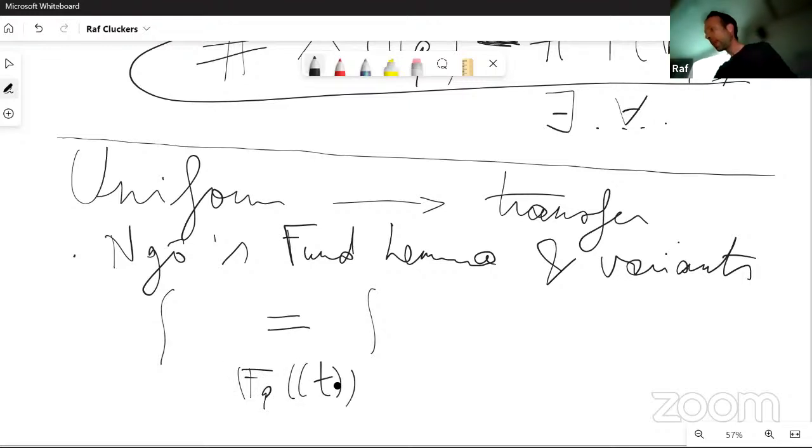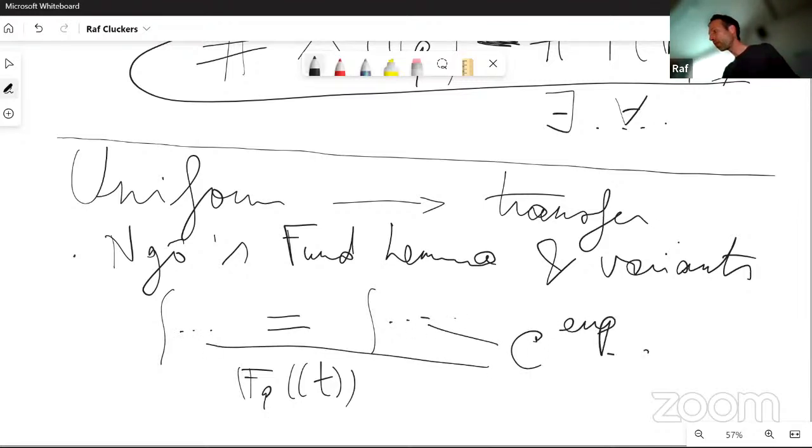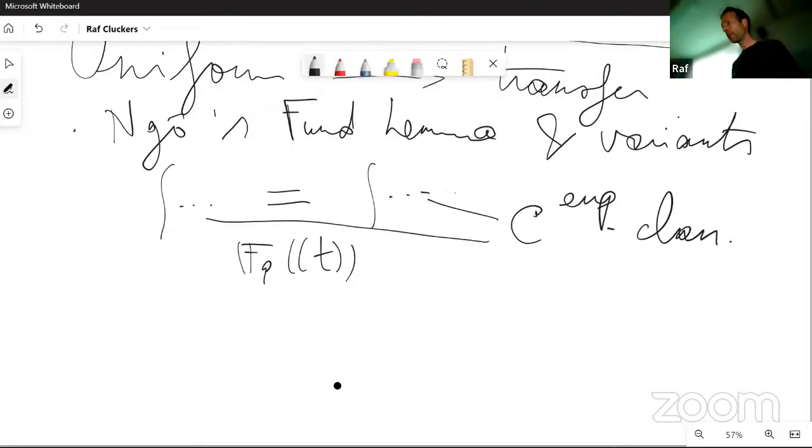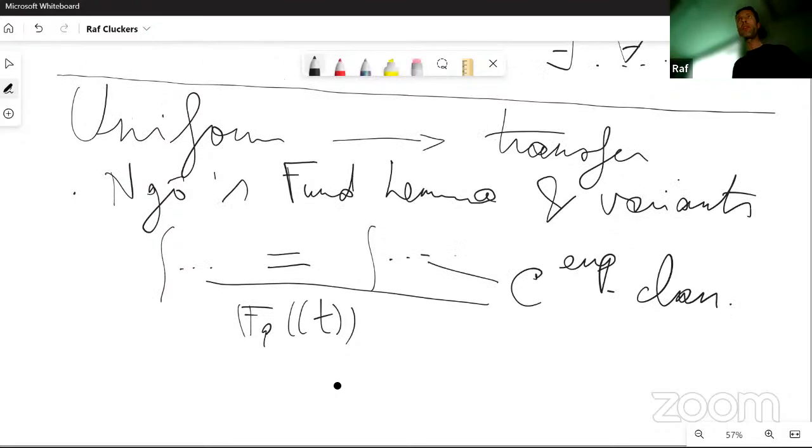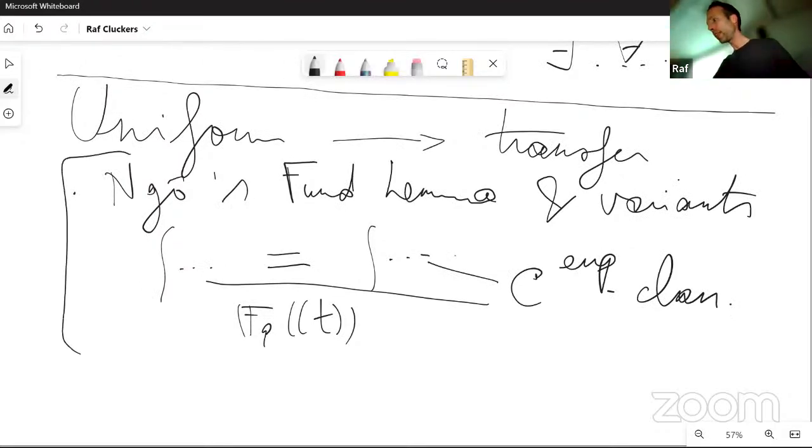And the ingredients of the integral turn out to be of uniform CX class. They are of CX nature. And of course, over FQT, you have the algebraic homology, you have geometry that you can use. So in this setting, Ngo was able to prove the fundamental lemma.